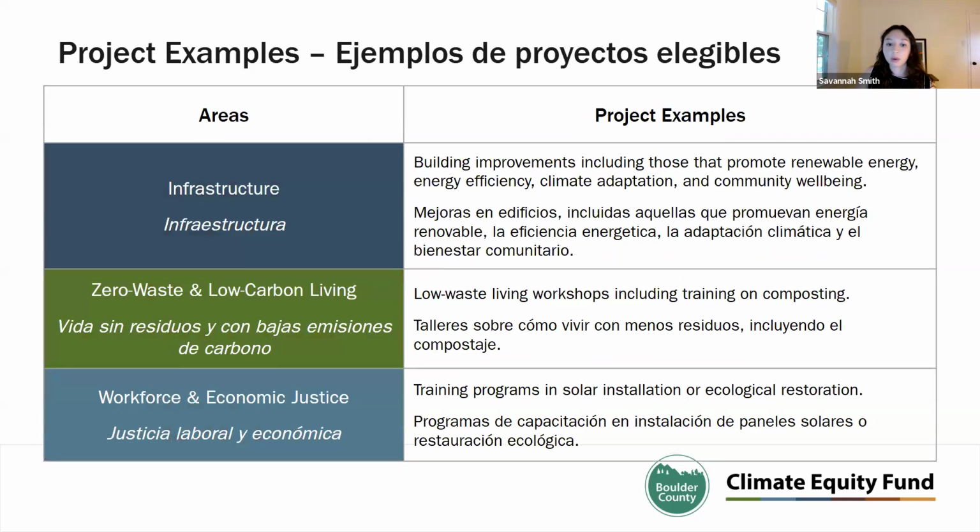And a couple of more project examples, we have infrastructure, and this can include building improvements, including those that promote renewable energy, energy efficiency, climate adaptation, and community well-being, as well as zero waste and low carbon living. So this could look like low waste living workshops, including training on composting, and workforce and economic justice, so solar installation or ecological restoration, workforce development. And I'm going to share where you can find more examples of eligible projects in the chat.